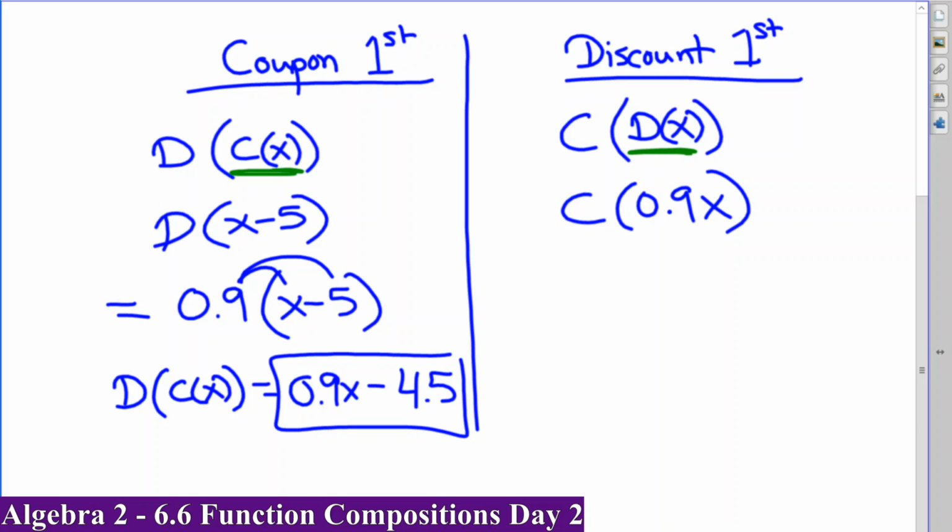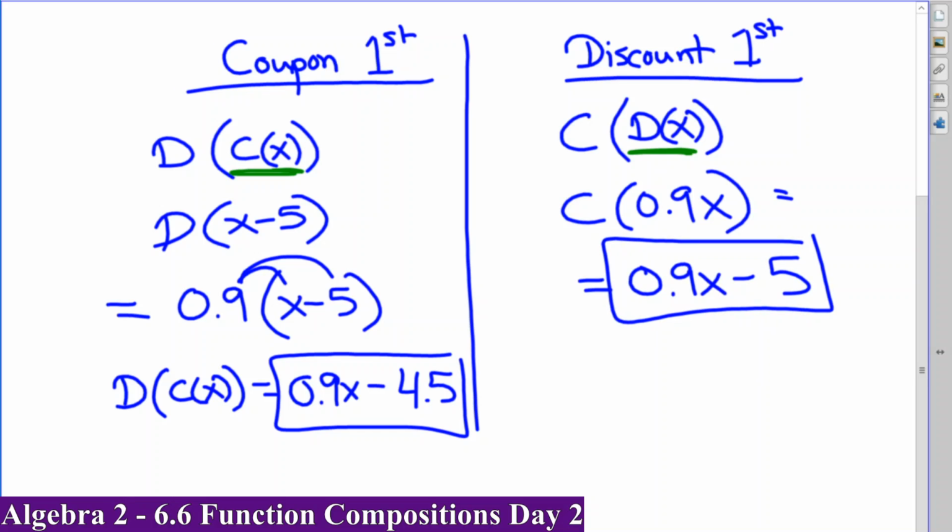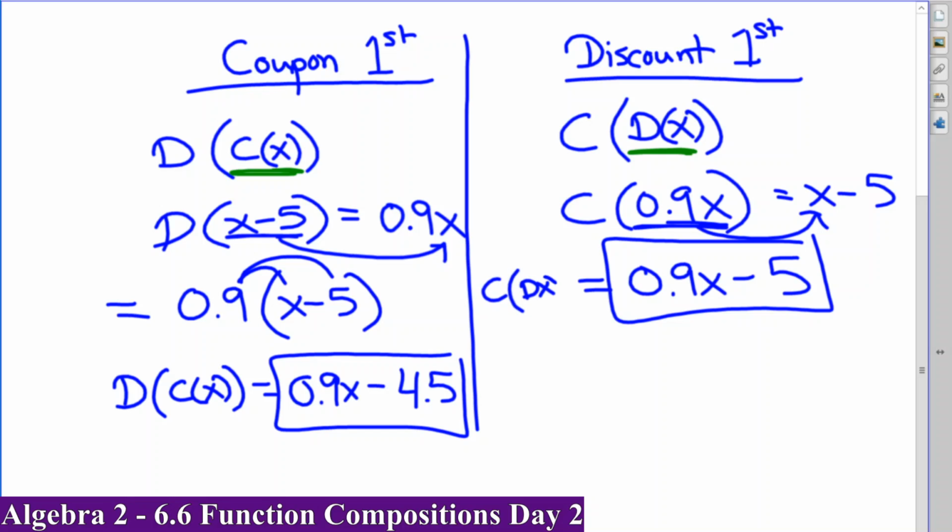So here's our equation that's going to represent how much money we're going to save if we apply the coupon first. Okay, if I substitute 0.9x in for our coupon discount, remember that's x minus 5, it's going to be 0.9x minus 5. Right, because we're just plugging this in, substituting this in for the value of x. Right, kind of like we did before here, we had to substitute the x minus 5 in for the x in that equation. So here's my two, right? This is C of d of x and d of C of x.